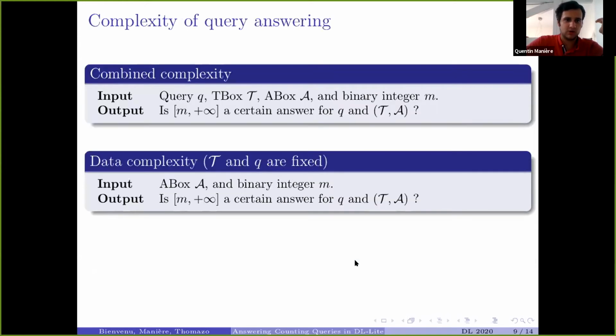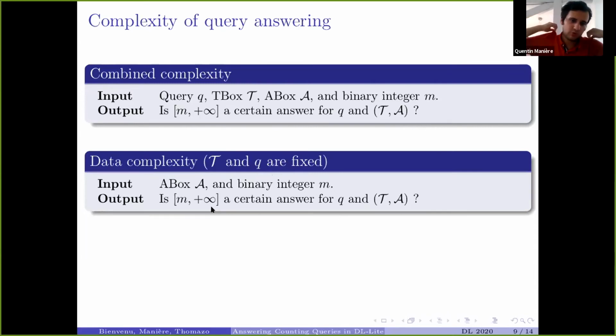Okay, and I'll also tell you a word about the way we measure complexity. So the problem we're trying to decide is, if a candidate interval is indeed a certain answer for a query over our knowledge base. So the classical combined complexity notion where we can put everything as part of the input. And you can also be interested in understanding how this scales with the size of your data. So you can just consider the ontology and the query as constant, and so that is the very same problem.